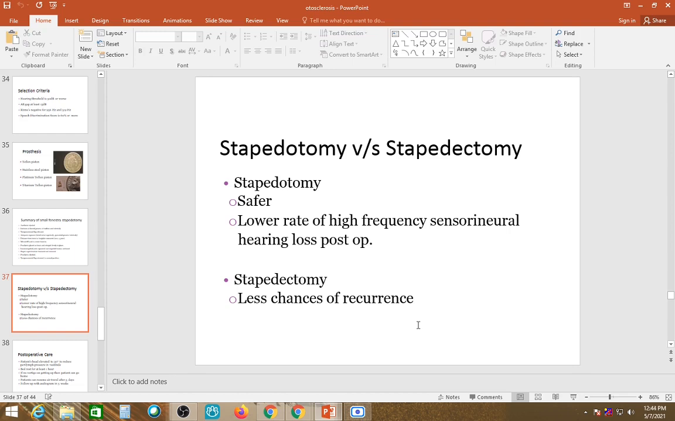This is the lower rate, but with stapedotomy there is less chance of recurrence. So, what will be the decision for the patients? Based on the patient's condition, the surgeon will decide.